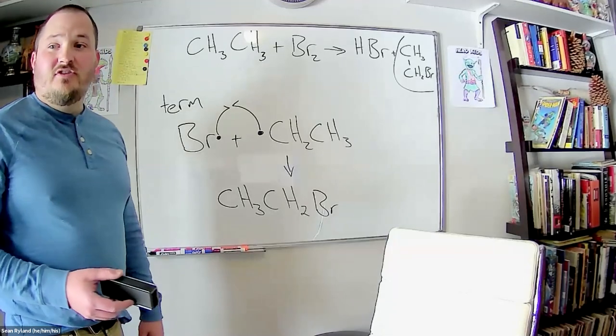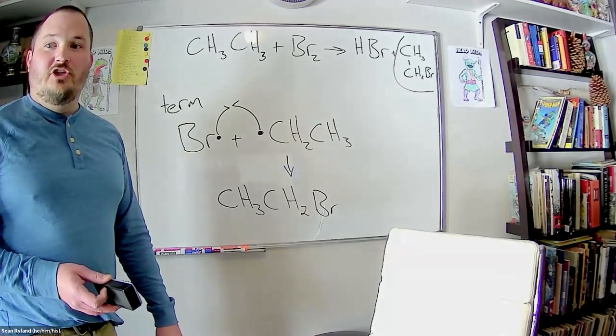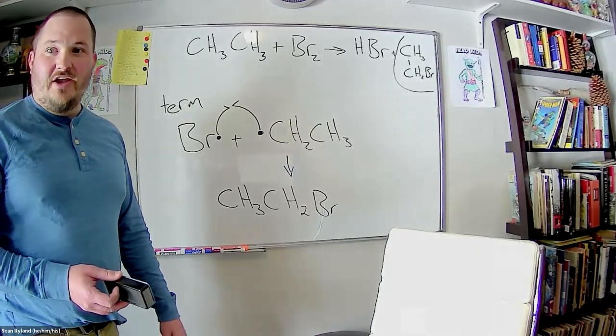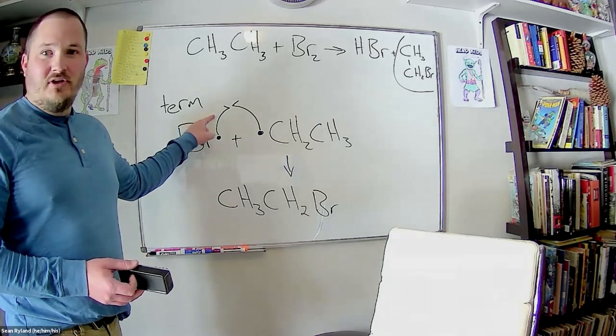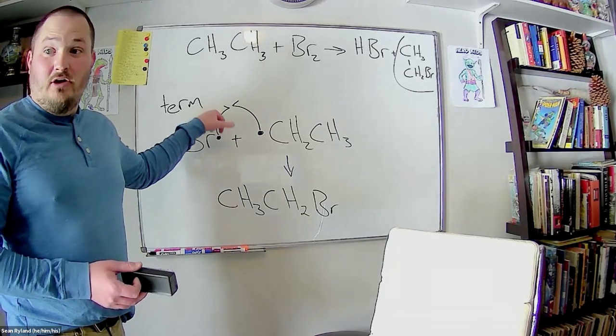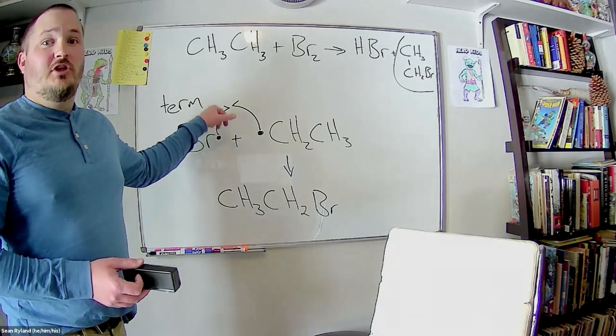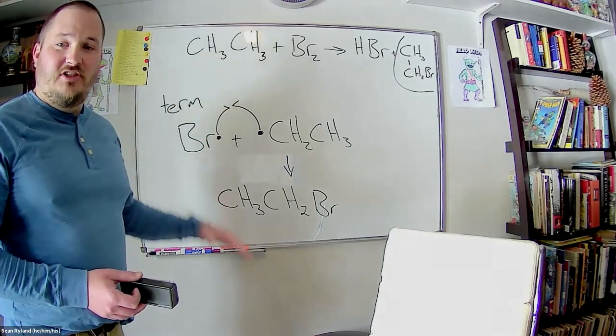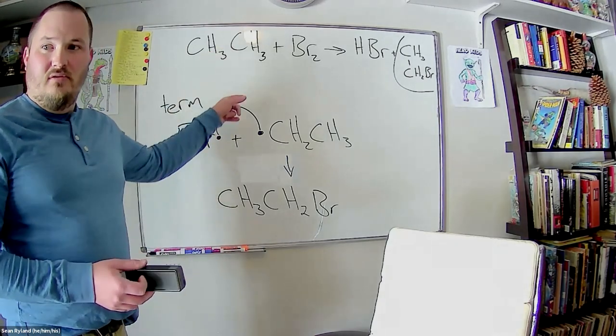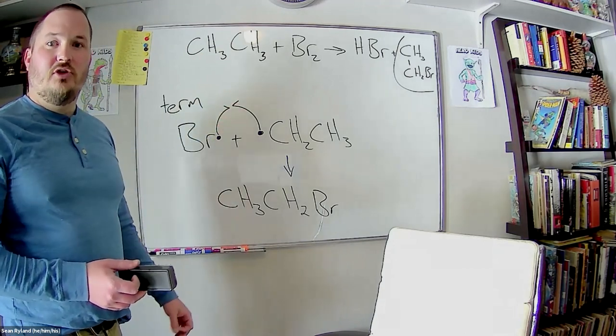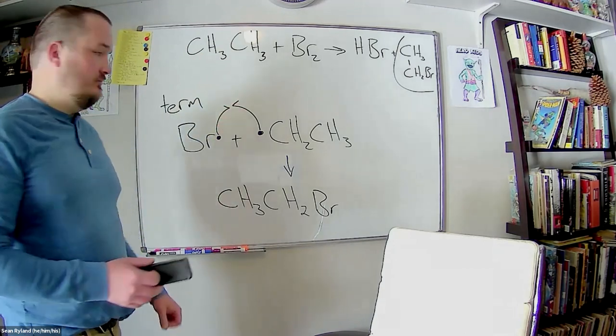And a lot of sources online, when they show mechanisms for free radical reactions, don't show the arrows. But that's not what I want. Don't just show me the net reaction for each step of the mechanism. I want you to show me you know how to use the right arrows and show where the electrons are moving.